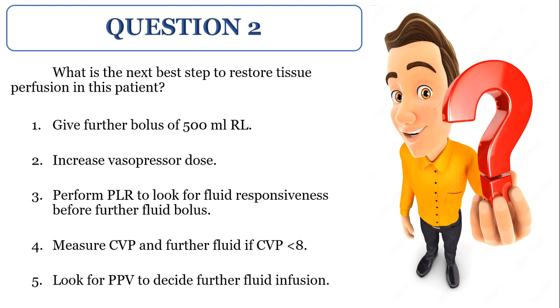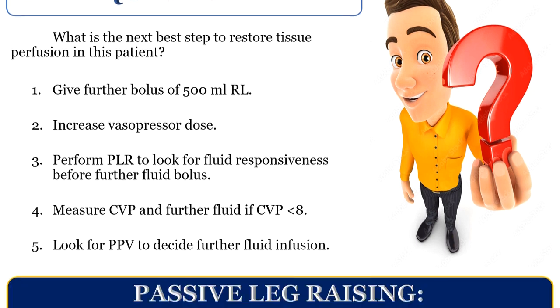Do you want to go for a CVP? It's a static parameter, so we no longer go for it. PLR. Great. Why not PPV, pulse pressure variation? Because nothing has been mentioned about her mechanical ventilation status. It looks like she is breathing spontaneously.